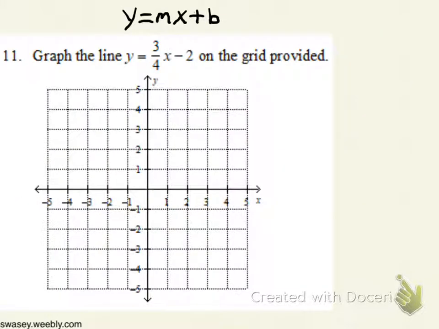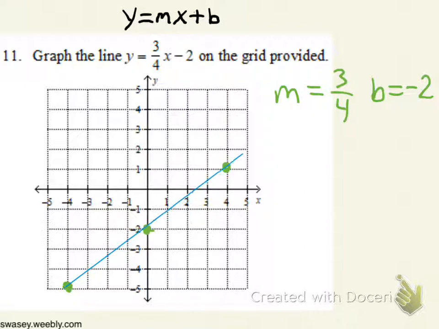Here we have the equation, it's in slope-intercept form. So our slope is the coefficient on the x, 3/4, and the y-intercept is -2. So think of that y-intercept as your beginning point. So we're going to put a point at -2, then we're going to go up 3 to the right 4 from that point. You can also go down 3 to the left 4, find another point, and now we'll connect those using a straight line. So we have the line graphed.